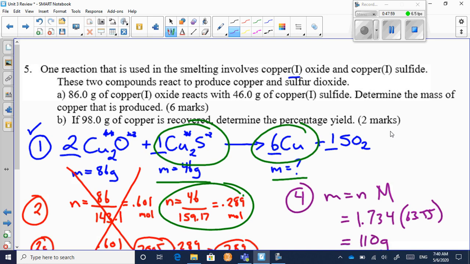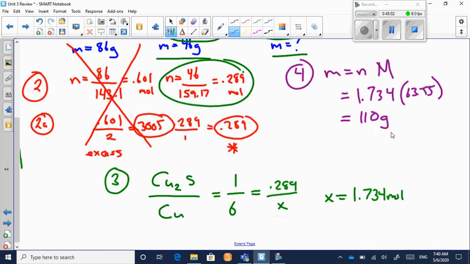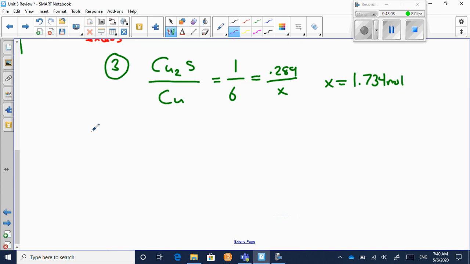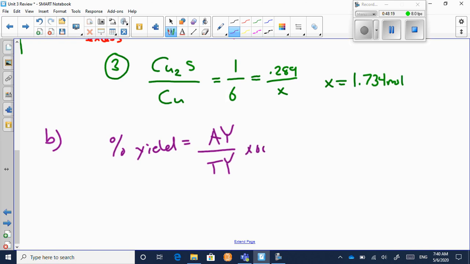B says if 98 grams is recovered, so that's the actual yield. So look at this. For B, it's just a little short one. It says, what's the percentage yield? So here's B. The percent yield is equal to the actual yield divided by the theoretical yield times 100. So it's going to be 98 divided by 110 times 100. And when you do that, you get an 89% yield, roughly. Okay. Last question.